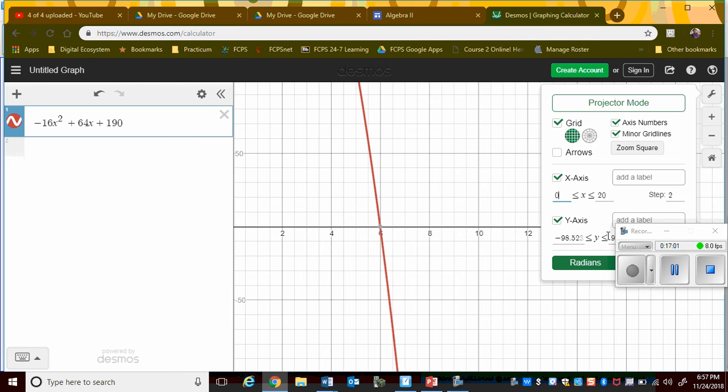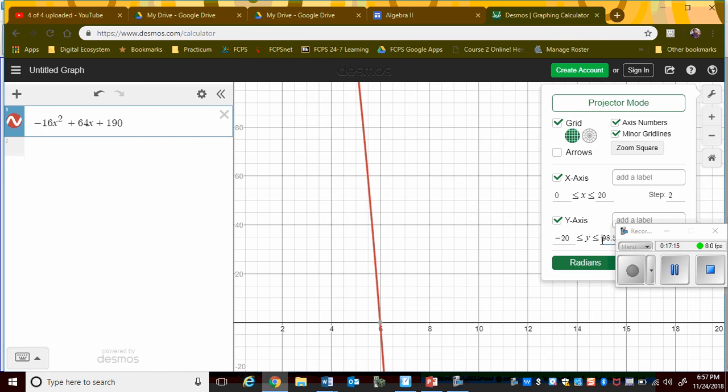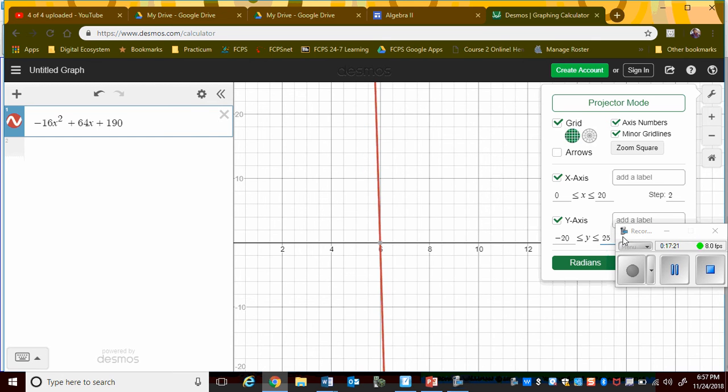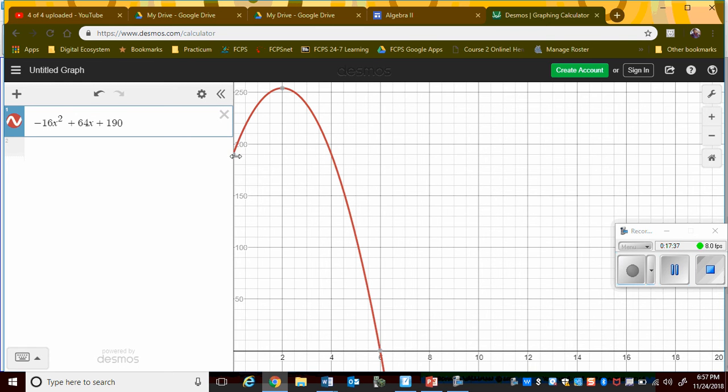So this is what my curve actually looks like. What I'm going to do is change my y-axis, and I hope that you would do the same. We're coming from about negative 20, and we'll go all the way up to 260, until I can see the curve the way I want. Now, there's some key information here. I can already see my y-intercept, and I was right. It's at 190. And up here, this is my maximum. It's already done for me.